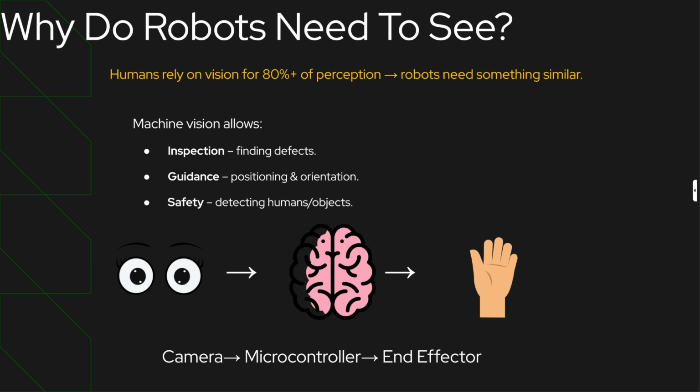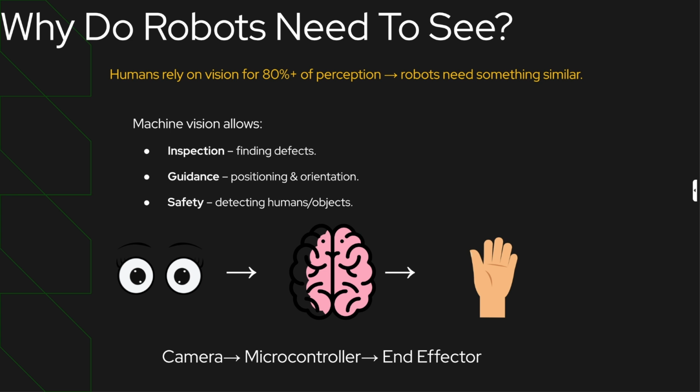So, when we look at a robot, why do robots need to see? Well, exactly like humans, we rely on 80% of our vision to process information. This same idea applies to robots. A robot without vision is limited to touch or proximity. It can't really see where an object is, what it's looking at, or detect the changes in its surroundings. So that's when machine vision systems come in.